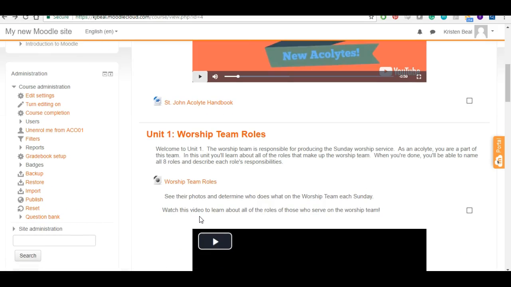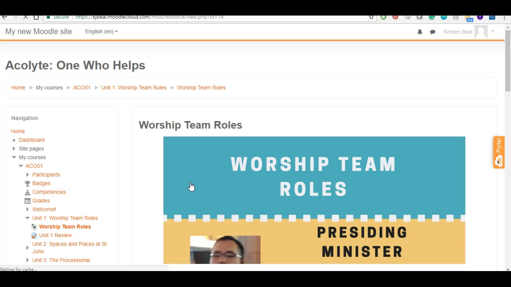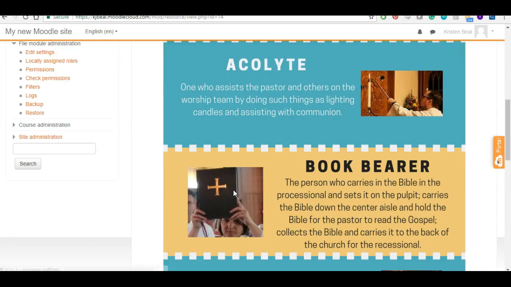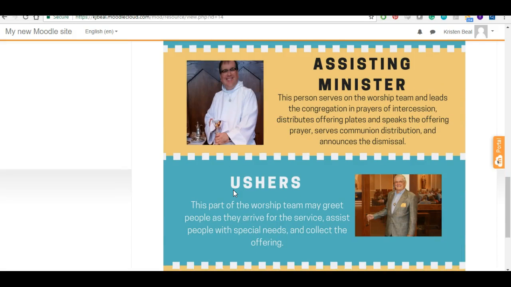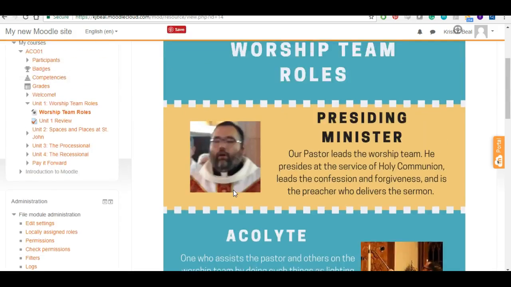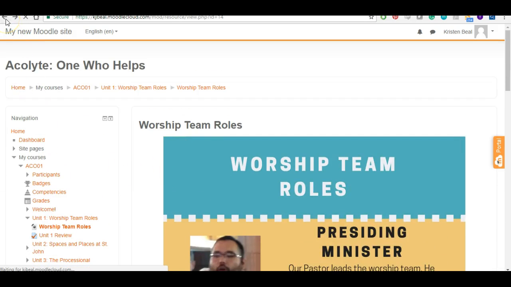The first unit, entitled Worship Team Roles, describes the outcomes and learning objectives for this unit, and it really boils down to them knowing all of the roles that are included on the worship team and understanding each role's responsibilities. So I used Canva to create an infographic about the worship team roles, and they're all listed here. I tried not to put too much text in there because I realized their attention span is pretty short at that age.